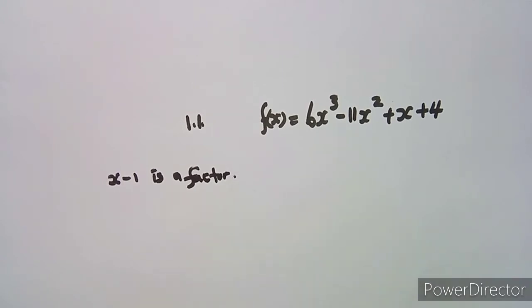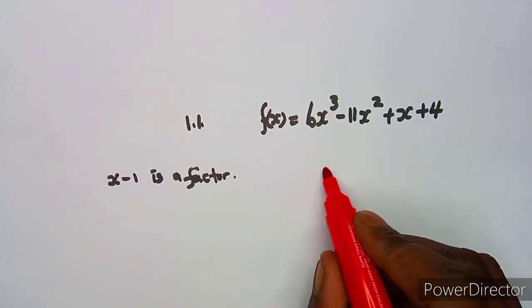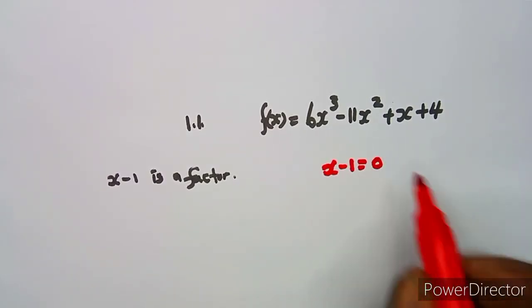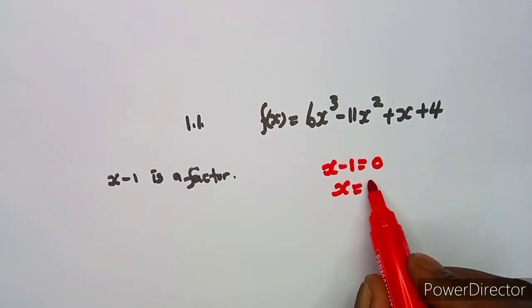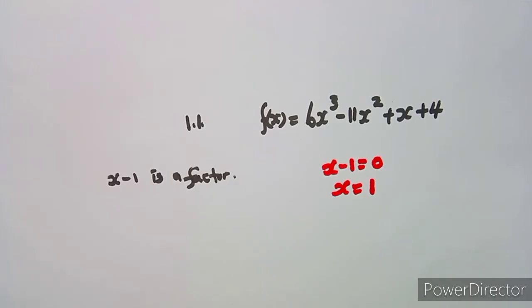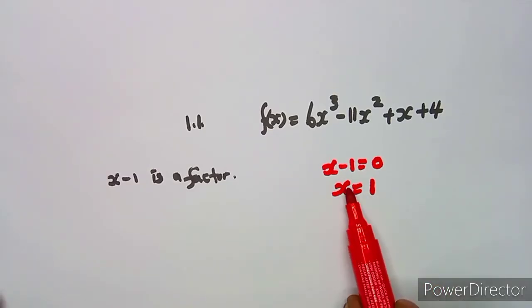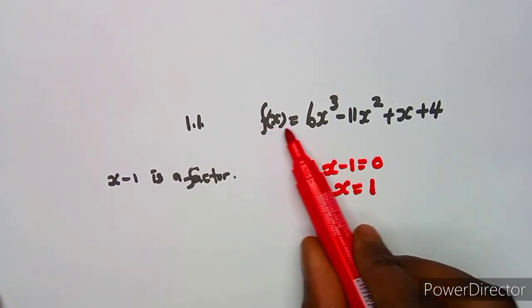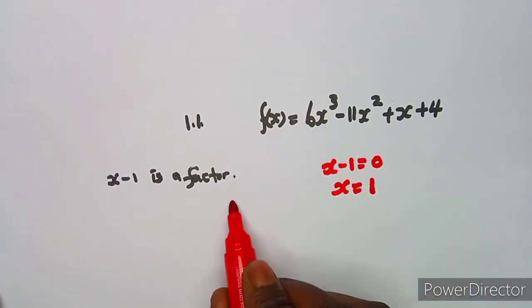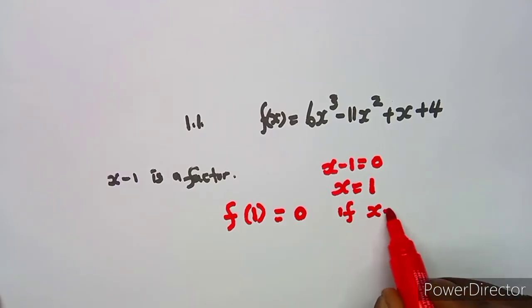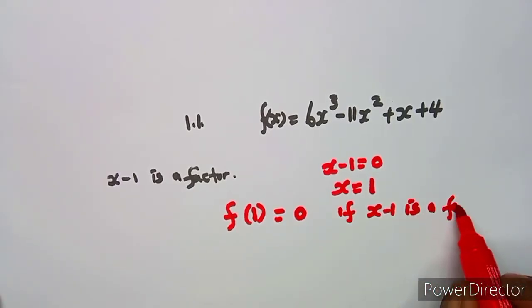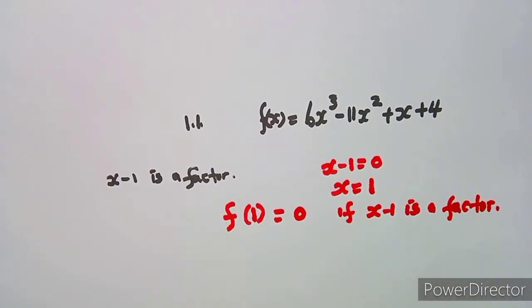Remember the consideration, guys, that you are supposed to know here: if we are given that x minus 1 is a factor, we equate x minus 1 to 0. Then you find the value of x, which means x will be equal to positive 1. So for the value of x equal to 1, this function is going to be equal to 0. What do I mean? I'm trying to say that f of 1 is supposed to be equal to 0 if x minus 1 is a factor. That is what you're supposed to obtain.